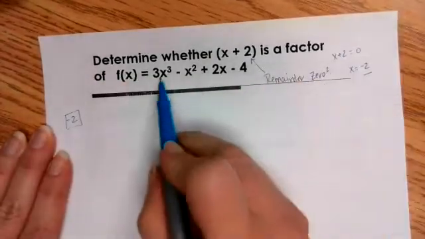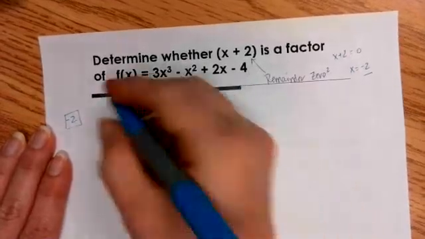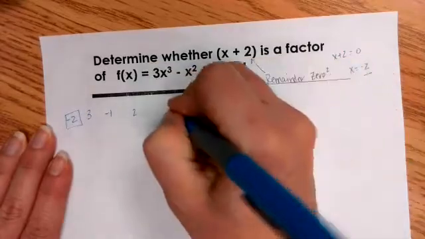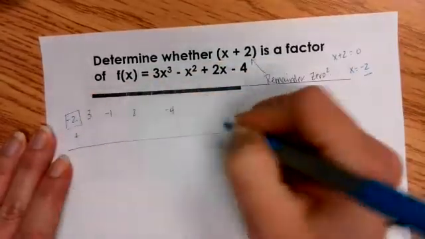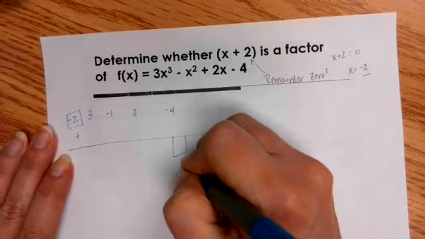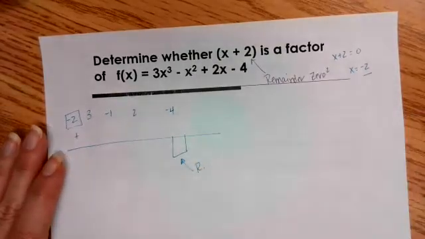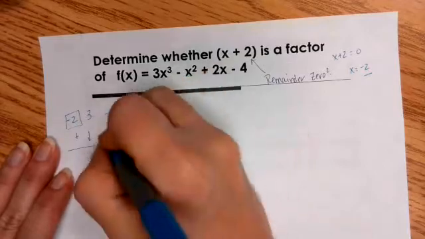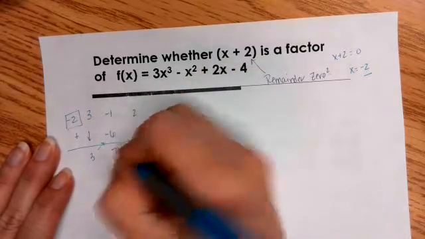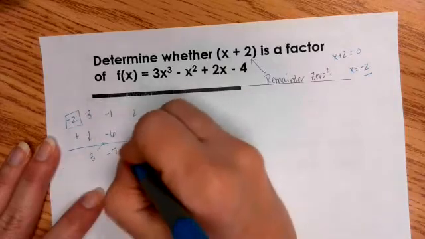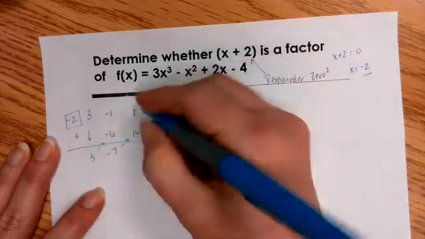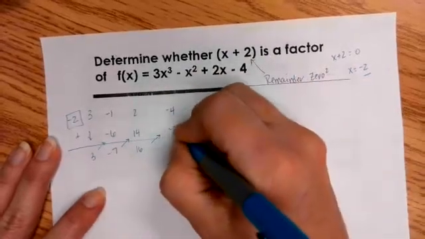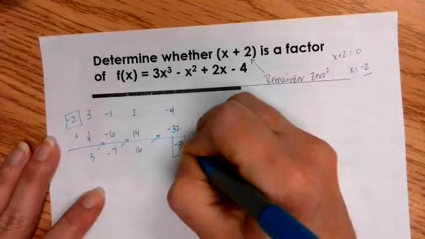And then my coefficients. I'm not missing any terms. It's always good to check before you get started. So 3, negative 1, 2, negative 4. So here is my remainder value. I'm going to bring down my 3, multiply by negative 2, and I get negative 6. Add together here and get negative 7. Times my negative 2 will be 14. Add together 16, times the negative 2, and I get negative 32. And I get a 36 here.